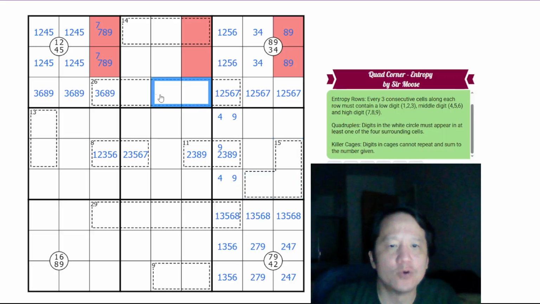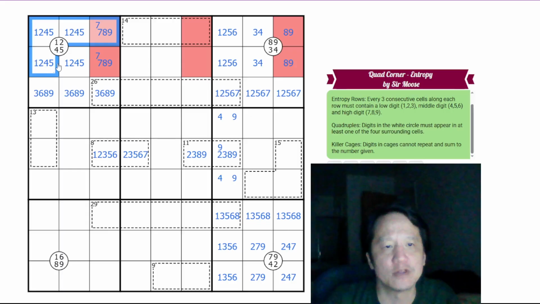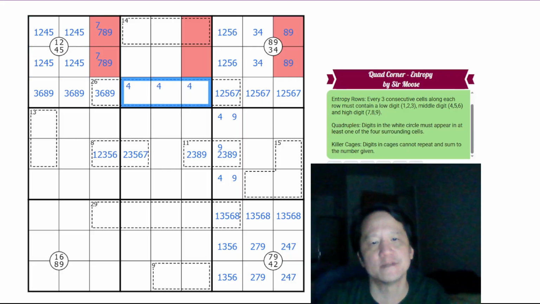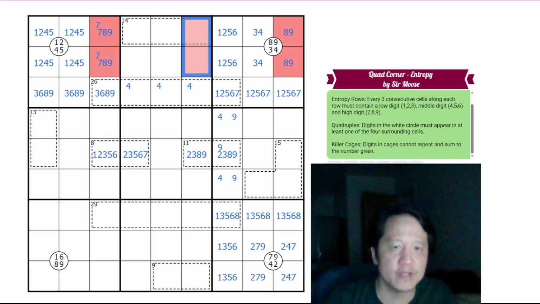Where is the 4 in row 3? Can't be here because of the 3, 4 pair. Can't be here because of the 4 surrounding the quad here. So 4 has to be one of these 3. So this is the medium in this box. So these are 7, 8, or 9 here.